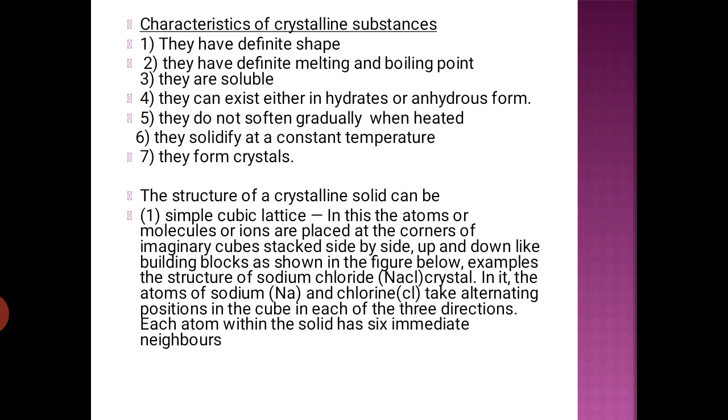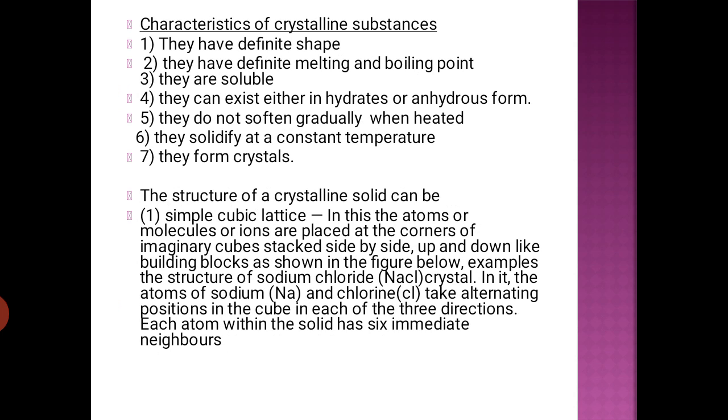So immediately you heat a crystalline substance, quickly it will just melt. So they don't soften gradually. Their melting is in a rapid form. Number six, they solidify at a constant temperature. Number seven, they form crystals.